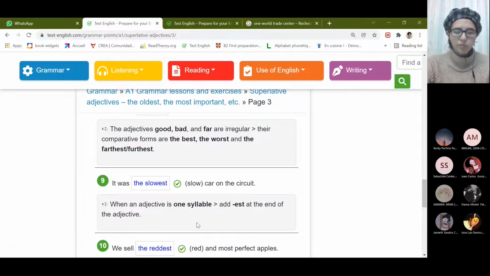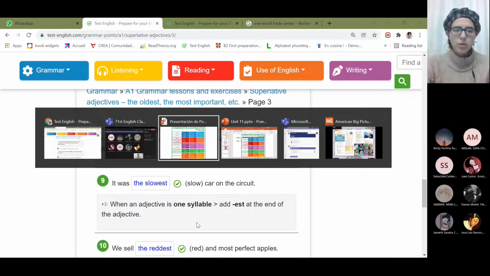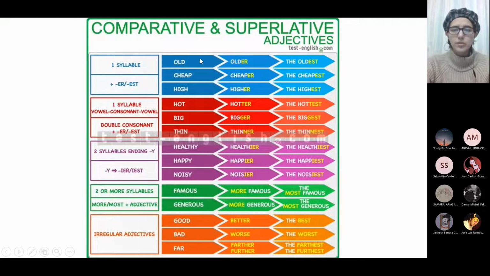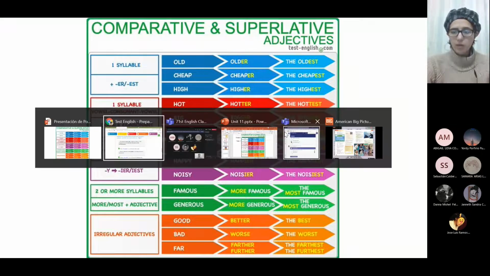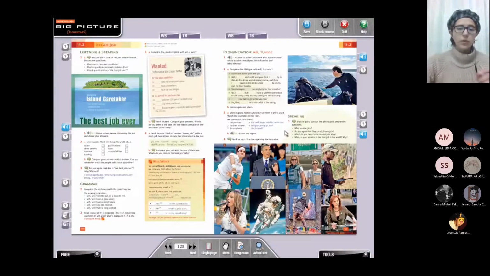Okay. Please pay attention. Don't get confused with comparative and superlative. Remember, comparative is only for two objects, right? And this is the form. And the superlative is in order to compare more than three objects. Sí, vamos a comparar más de tres cosas. You don't have any more question?